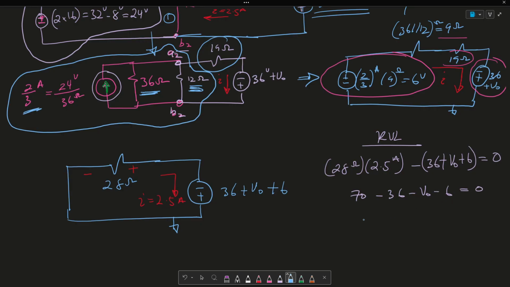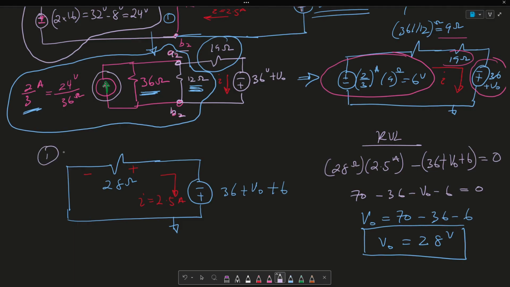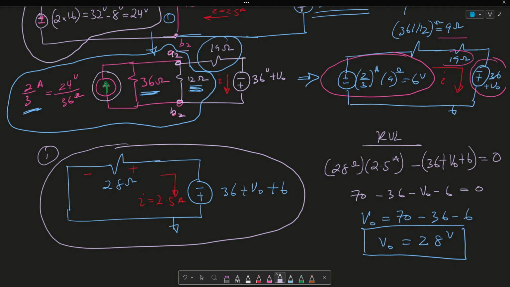If I move V out to the other side, I get that V out is equal to 70 minus 36 minus 6, which V out is then equal to 28 volts. So this is my final answer. So just to be specific, part 1 was right here. So this is the answer to part 1. It's a single mesh simplified circuit of my startup circuit. And this here is the answer to part 2. VO is equal to 28 volts.